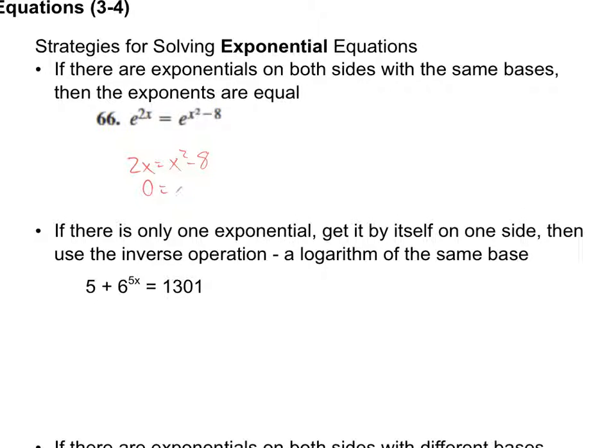So 0 is x squared minus 2x minus 8. That factors into x minus 4 and x plus 2. So x is 4 or negative 2. Okay?